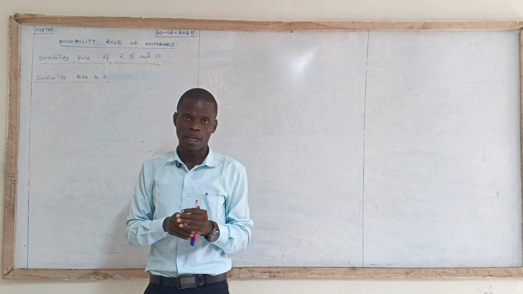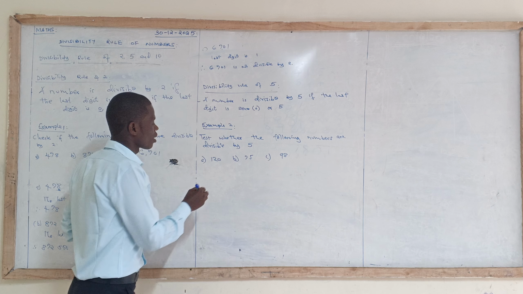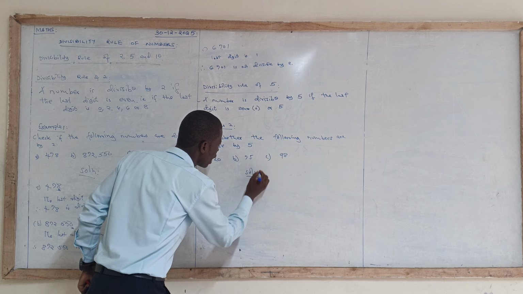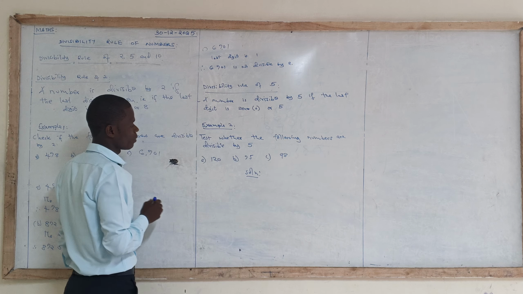Now, the first number, what do you have? We have 120. B, what do you have? We have 75. C, what do you have? We have 98. A number is divisible by 5 if the last digit is 0 or 5. And you're being told to test this. Seriously? So, solution.